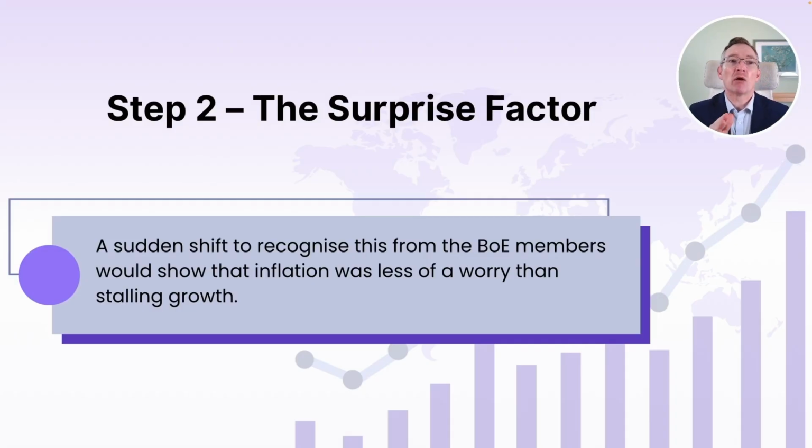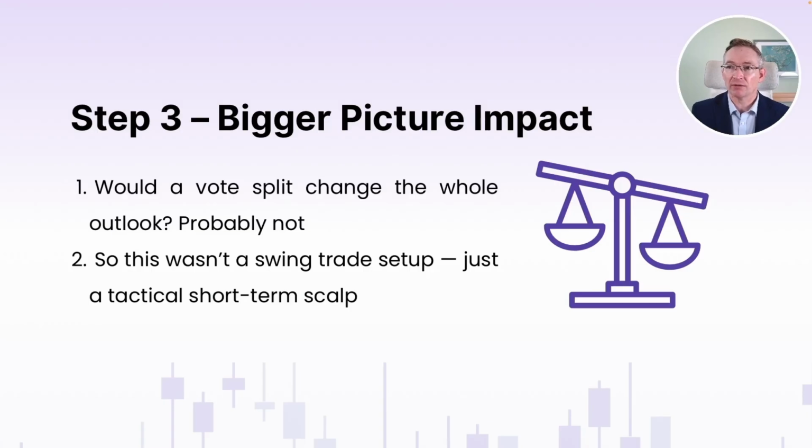And that would show up in the vote split. Now, markets were expecting 2 Bank of England members to vote for a cut, but in the end, the market was surprised with 3 members voting for a cut. So the base case was 2, but the surprise was 3.